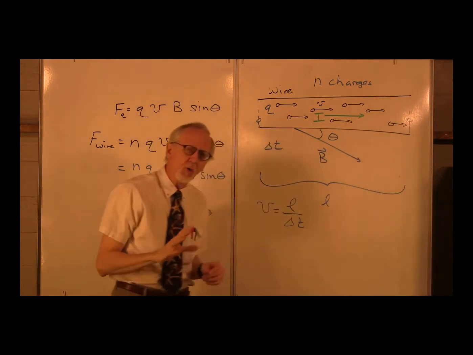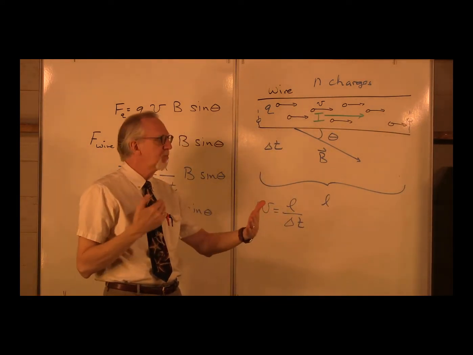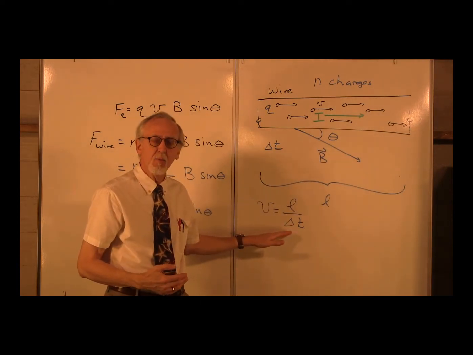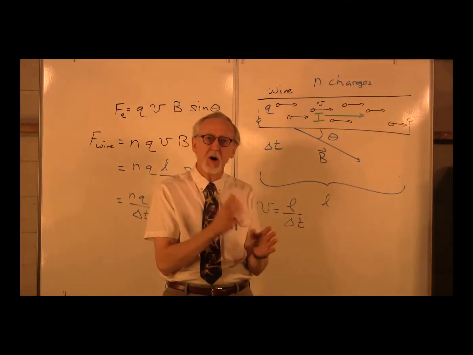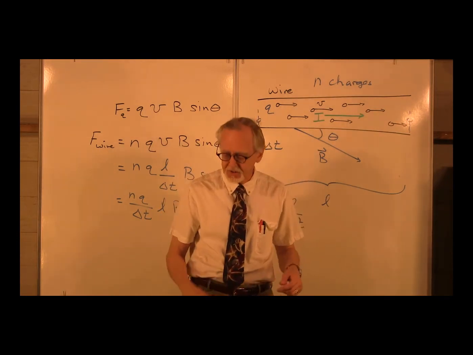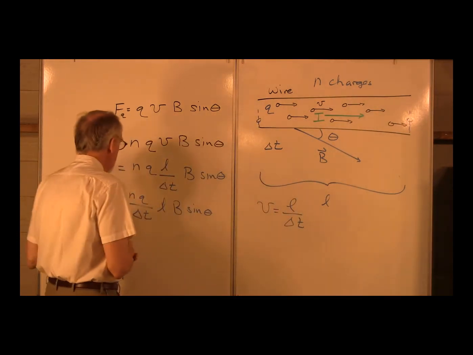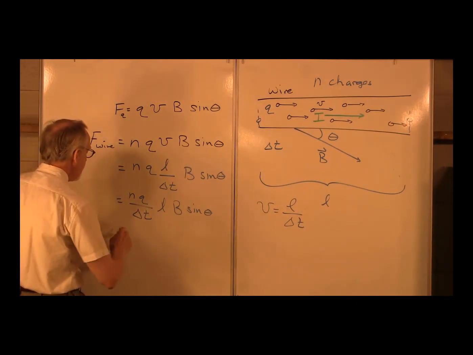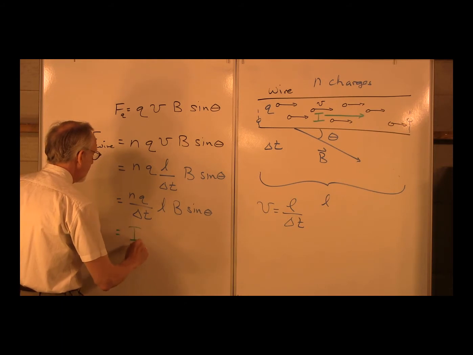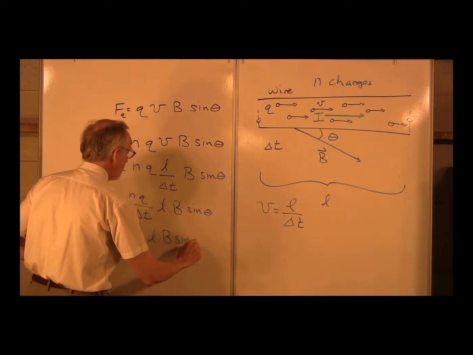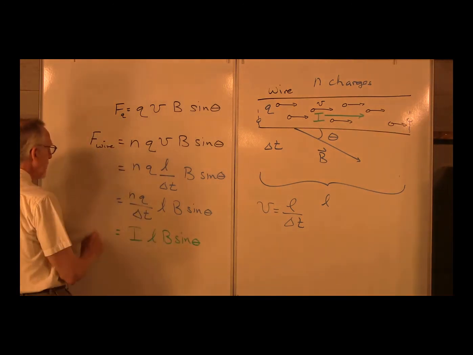So that's the total amount of charge that goes past the end of the wire in an amount of time, delta t. Well, what's that? A total amount of charge passing a point in a time, delta t? That's how we defined the current. So this quantity right here, nq over delta t, that is just the current in the wire, times L, B sine theta.